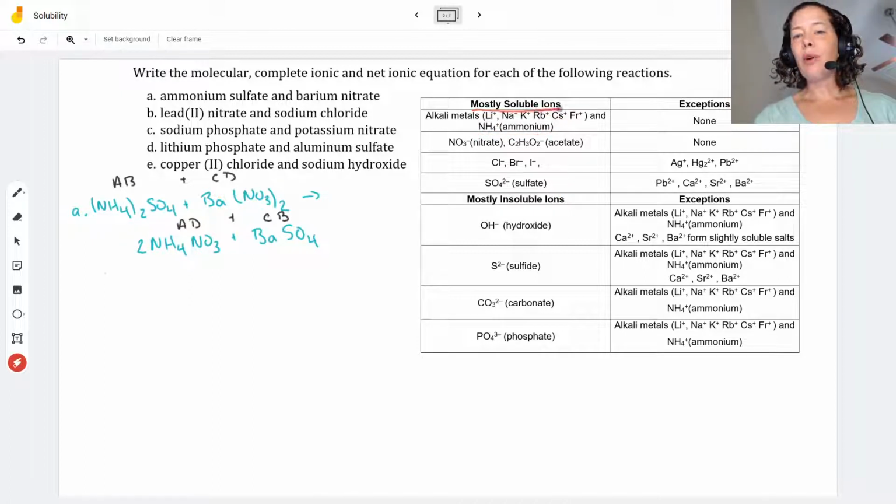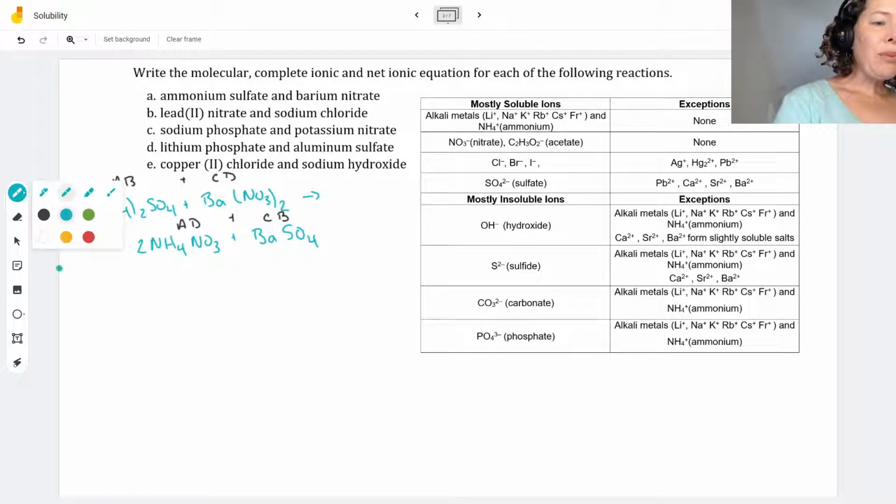You can see it's under mostly soluble ions, and there are no exceptions, meaning any ionic compound that has ammonium as the cation is going to be soluble. I can also check this with my rules for sulfates, which I have right here. Again, sulfates are mostly soluble. These exceptions are ones that are insoluble. So using either rule, ammonium sulfate is going to be soluble.